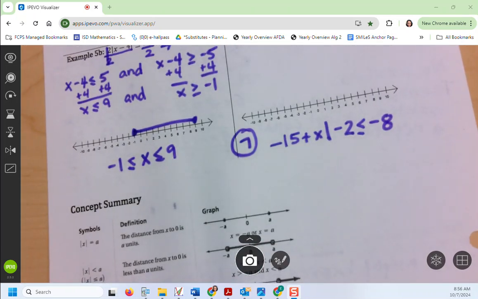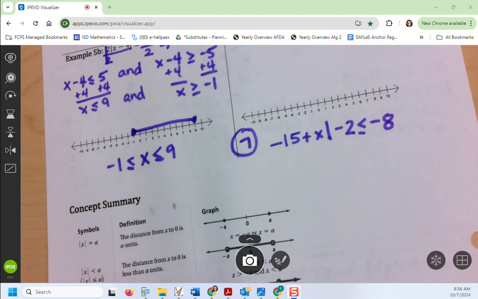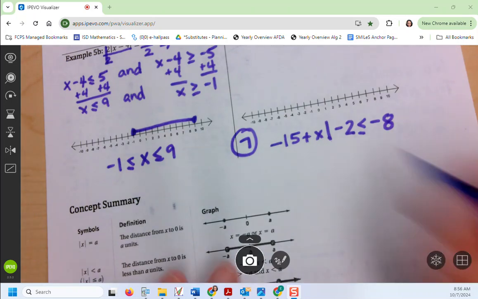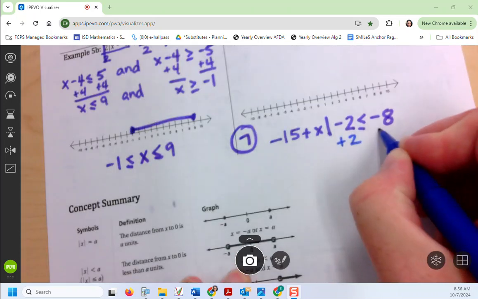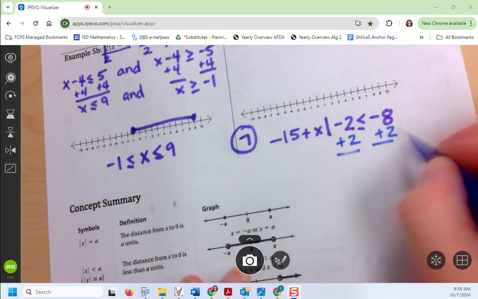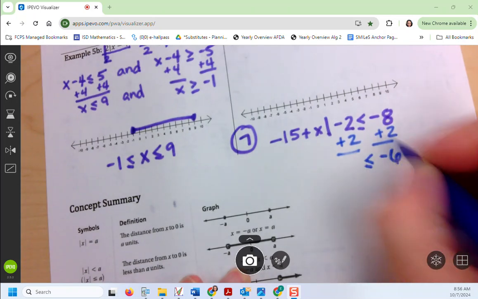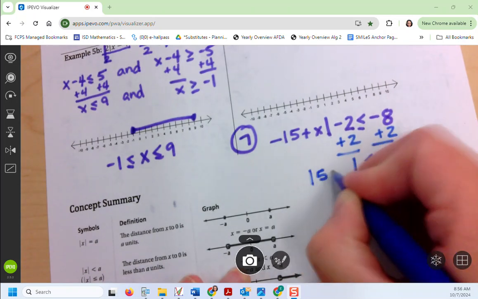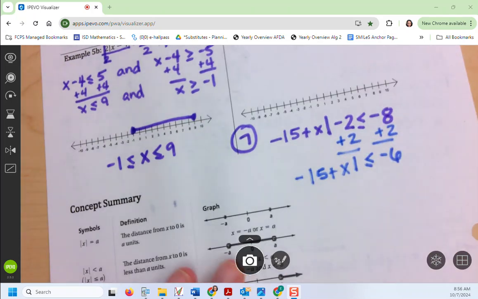Okay. We have to isolate the absolute value first. How do I get rid of a -2? Add, yep. So I'm going to start by adding 2 on both sides. New question. Is greater than or equal to -6. 8. All right, do I have the absolute value by itself now? Yes. Close. What do I have to get rid of?